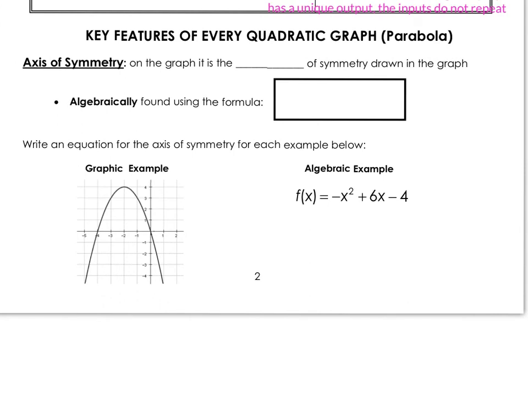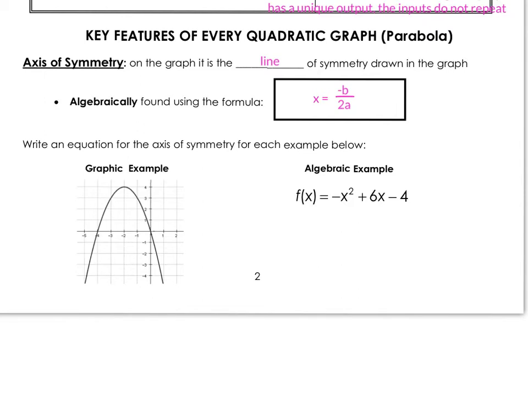There's a key feature that we need to remember about every quadratic graph or parabola. There's an axis of symmetry on the graph. It is the line of symmetry that can be drawn in the graph to split it perfectly in half. That's the line of symmetry, the axis of symmetry. Now, algebraically, we can also find it using this formula: x equals negative b divided by 2a.